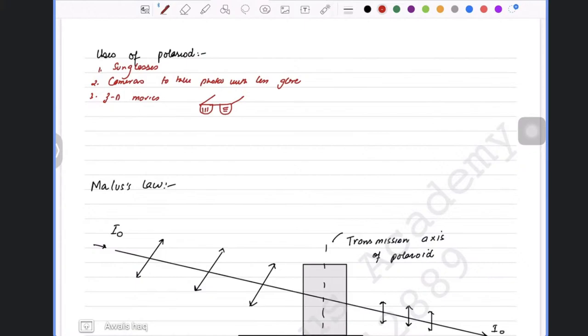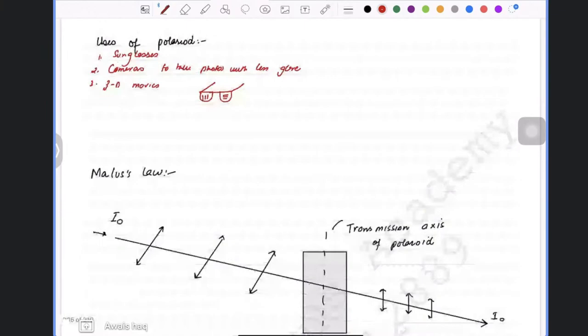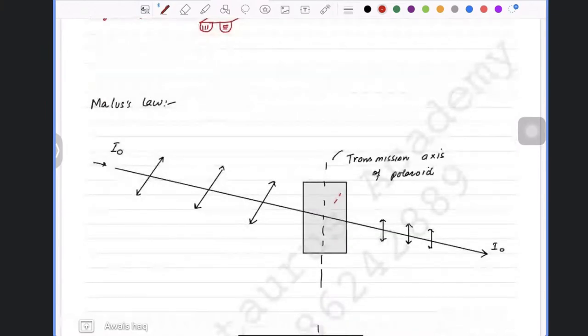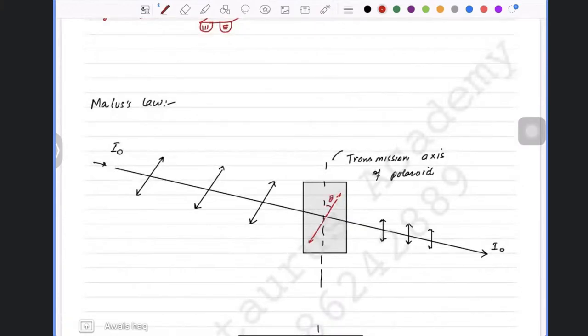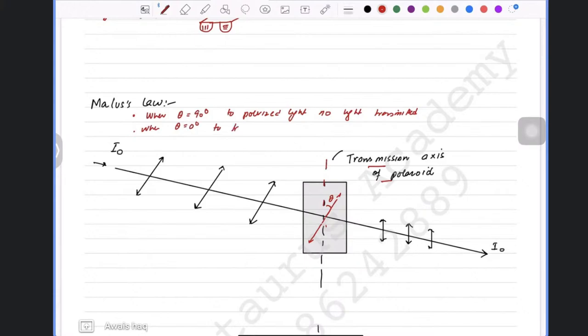So now the thing is that not all the waves, like for example if a wave is coming at a certain angle theta, suppose this wave is coming here, as you can see, so obviously it has some angle theta with the polaroid. This dotted line that you see right here is called the transmission axis. Now Malus's law basically tells us how much intensity will be remaining, so you need to remember, Malus's law says when theta is 90 degrees to polarized light, no light is transmitted. We already know this because we've learned it previously. And when theta is 0 degrees to the transmission axis, light can fully pass. So do remember that.